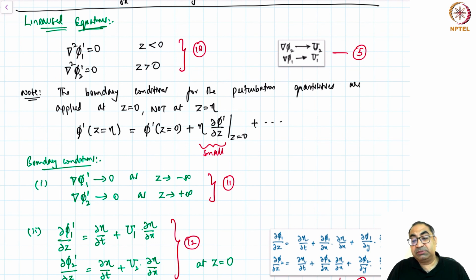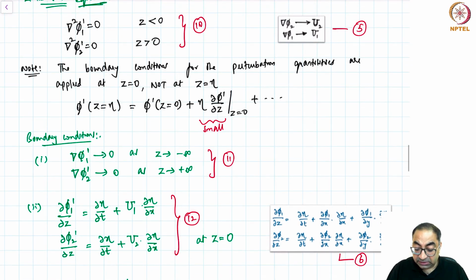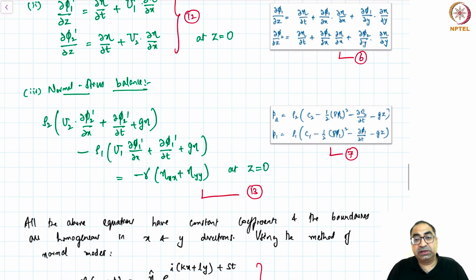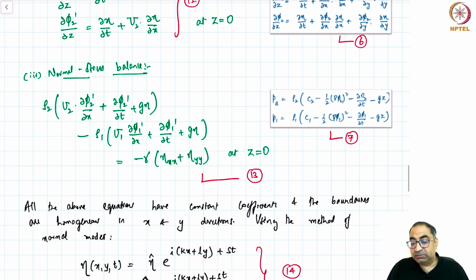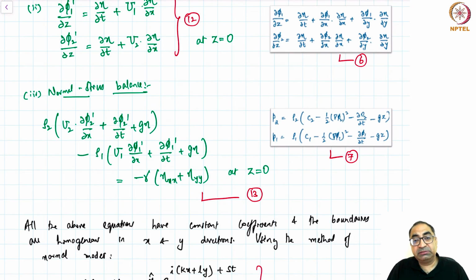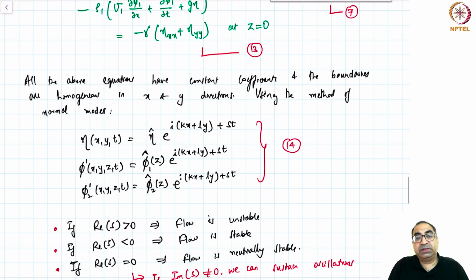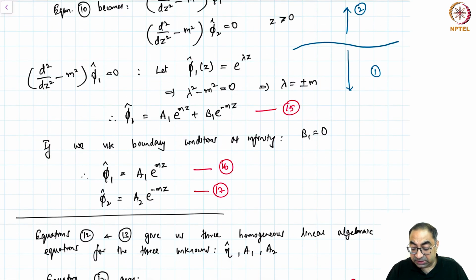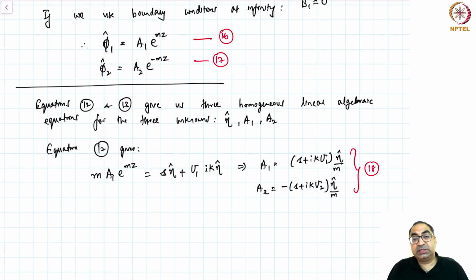We substituted the perturbations into our original equations, that is from equation 2 to 8, and we derived the linearized equations. Equation 10 is the governing equation. 11, 12 and 13 are the boundary conditions. Now to proceed further, we assumed a normal mode form for the perturbations. We substituted the normal mode form, and at this point we managed to get the constants A1 and A2.